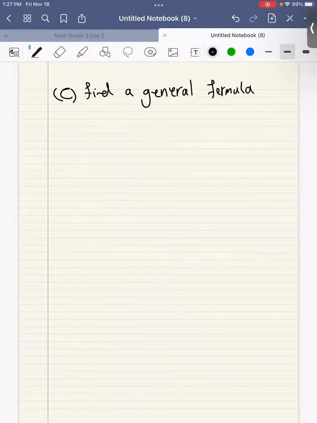And C: find a general formula for the instantaneous velocity. So part C needs calculus.